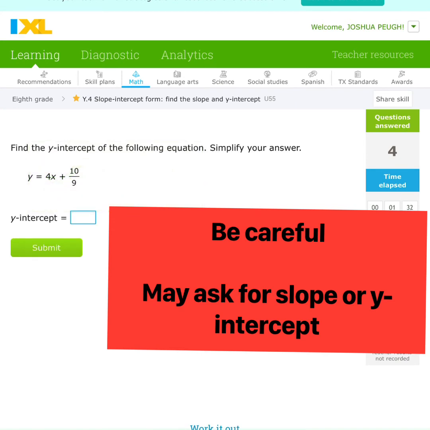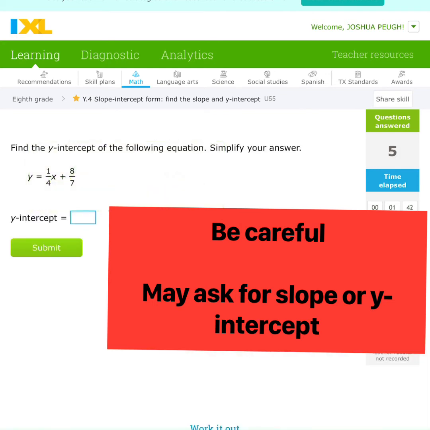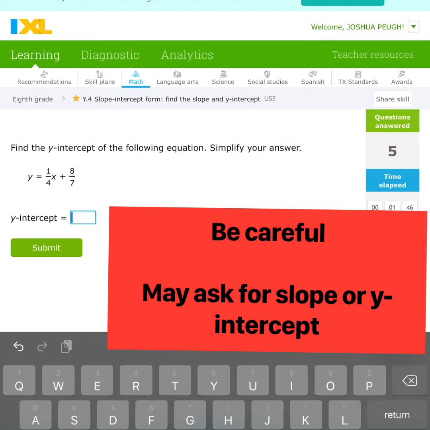What's the y-intercept now? If it's a fraction, you're still just going to type it in. 10/9, just like that. Okay, y-intercept, that's all you're doing. Just making sure you're identifying what the y-intercept is.